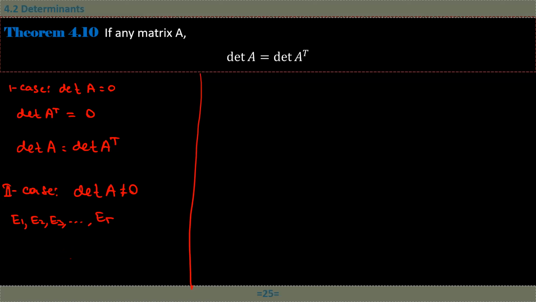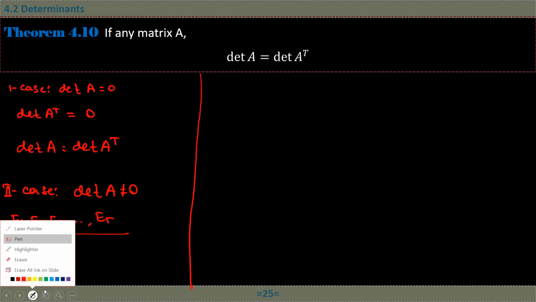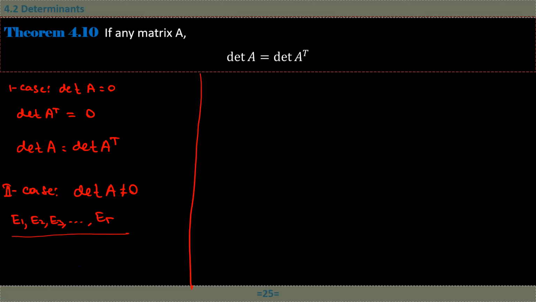Now before we continue here, let me just write something, because we are going to use this fact. The determinant of the transpose of an elementary matrix E is equal to the determinant of E. I'm going to use this fact here.